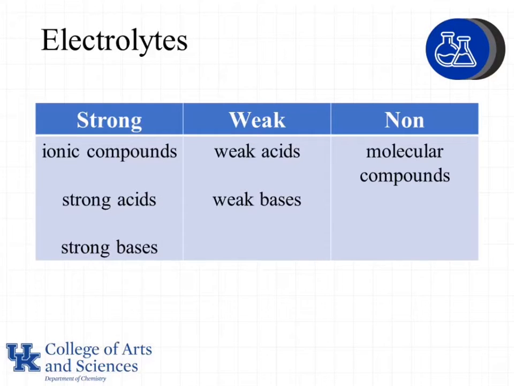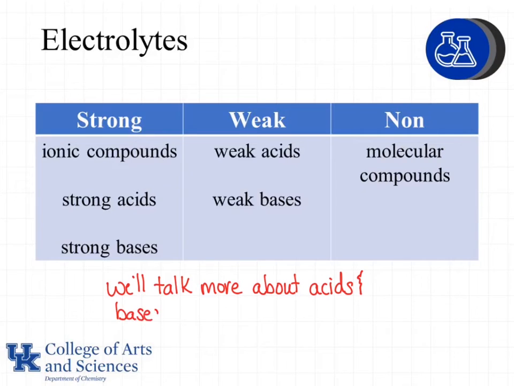The most common example of a weak acid that we will see are our carboxylic acids that we saw in organic functional groups. All carboxylic acids are weak acids. We will explore other options for acids and bases in a future lesson. For now, you should focus on the ionic compounds, weak acids from carboxylic acids, and the molecular compounds.